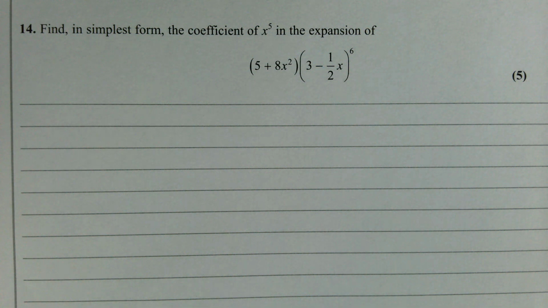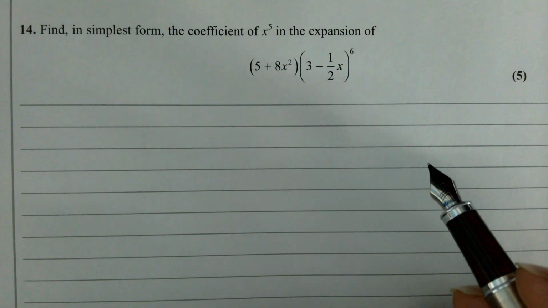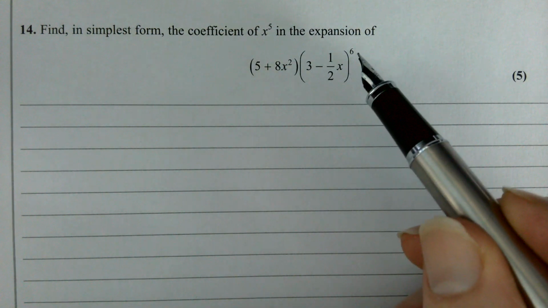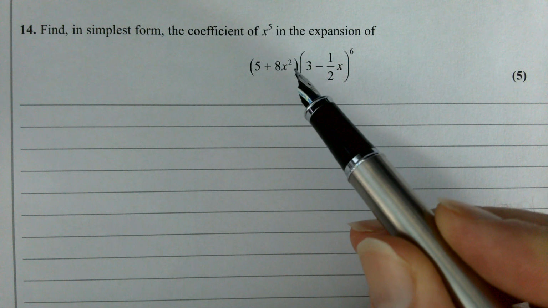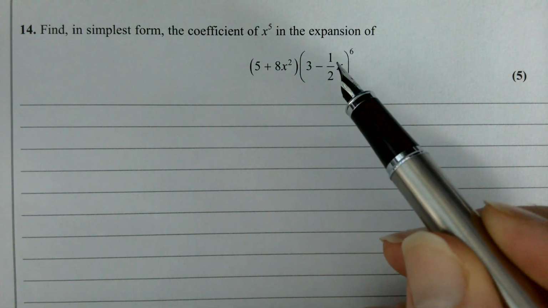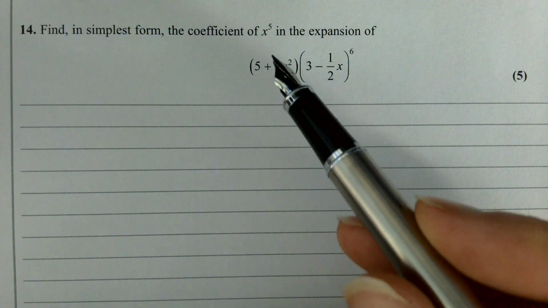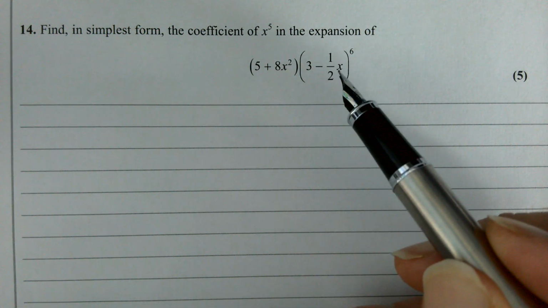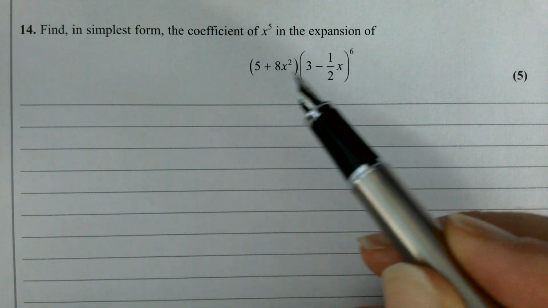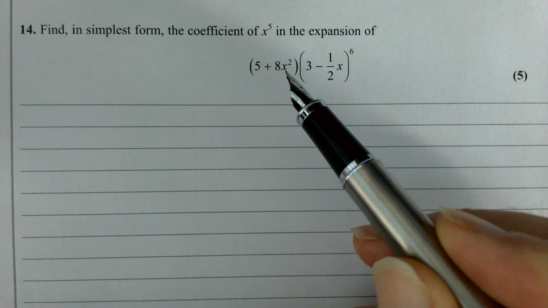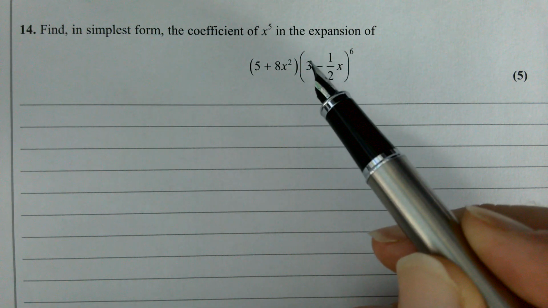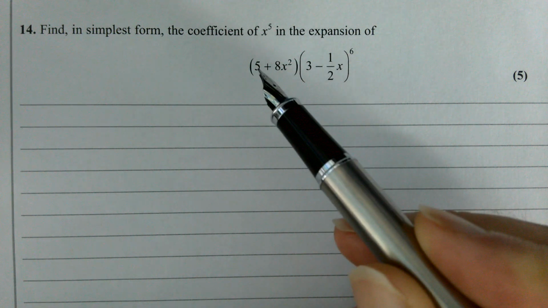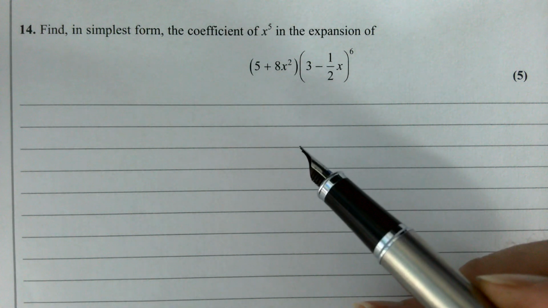Question 14, so binomial expansion. And this is a slightly sneaky one because this is the bracket that needs to be binomially expanded, whereas this is just a single bracket to multiply this all by. So we want the coefficient of x to the power 5, which is going to mean multiplying whatever the coefficient of x cubed is from this by 8x squared, and whatever the coefficient of x to the power 5 is by the 5 that is there.